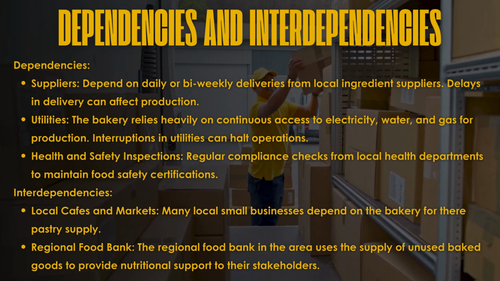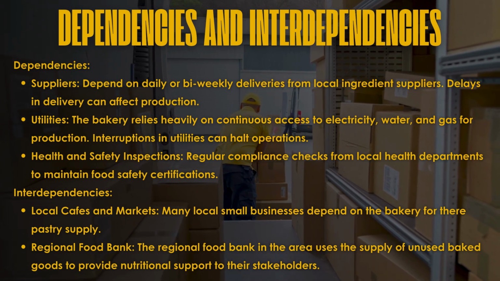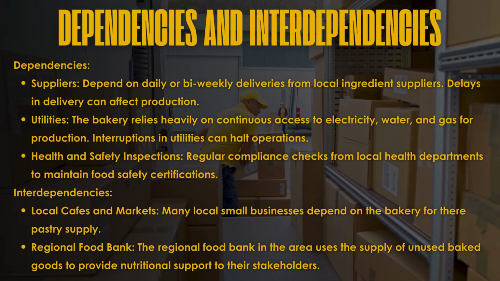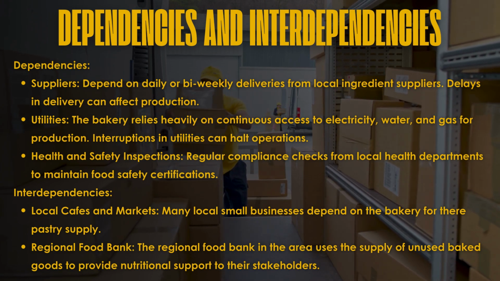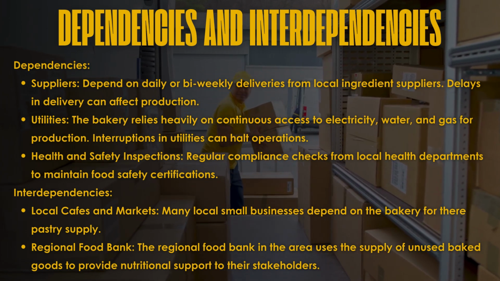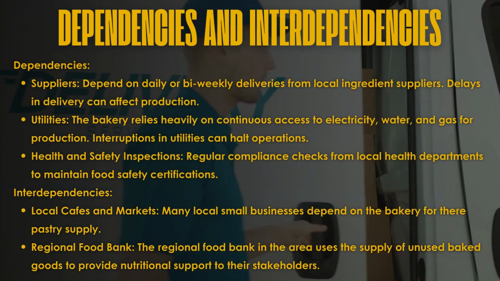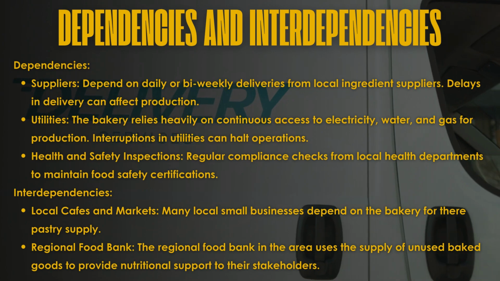Their dependencies include suppliers. They depend on daily or biweekly deliveries from local ingredient suppliers. Delays in delivery can affect production. Utilities. The bakery relies heavily on continuous access to electricity, water, and gas for production. Interruptions in utilities can halt operations. Health and safety inspections. Regular compliance checks from local health departments to maintain food safety certifications.